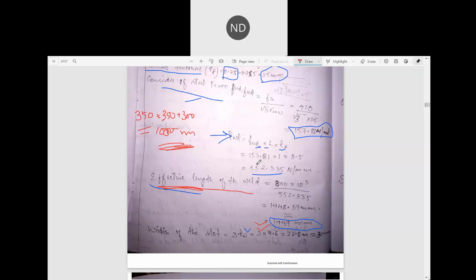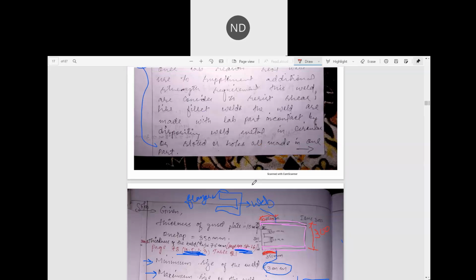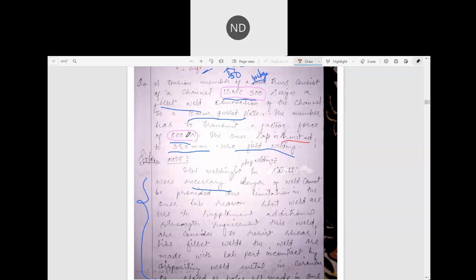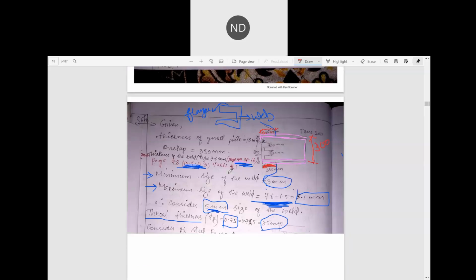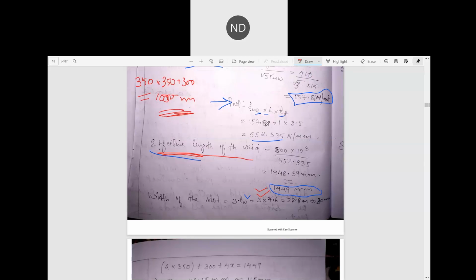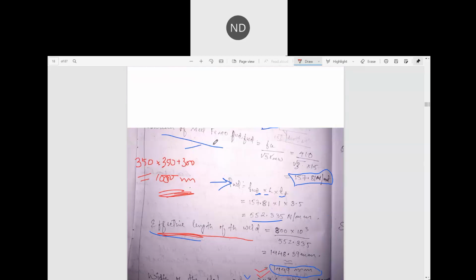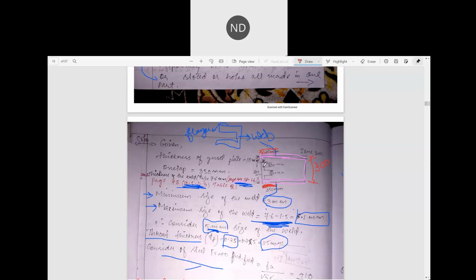So that means, to carry this 800 kilonewton load, to resist that you will need this much strength, and to have this much strength you need a minimum of 1449 mm length of weld. But since you don't have this, you only have 1000 mm. So what we are going to do is provide these slots.